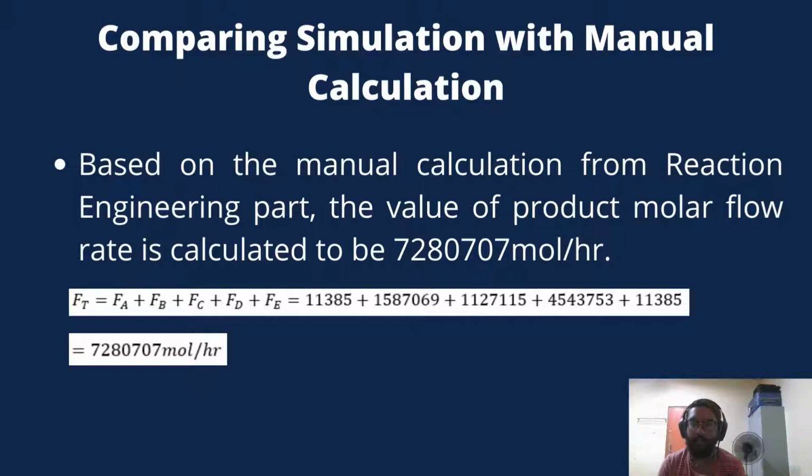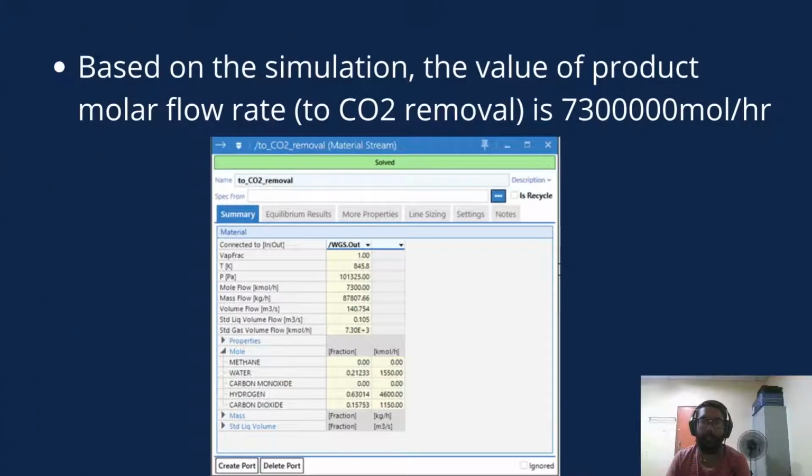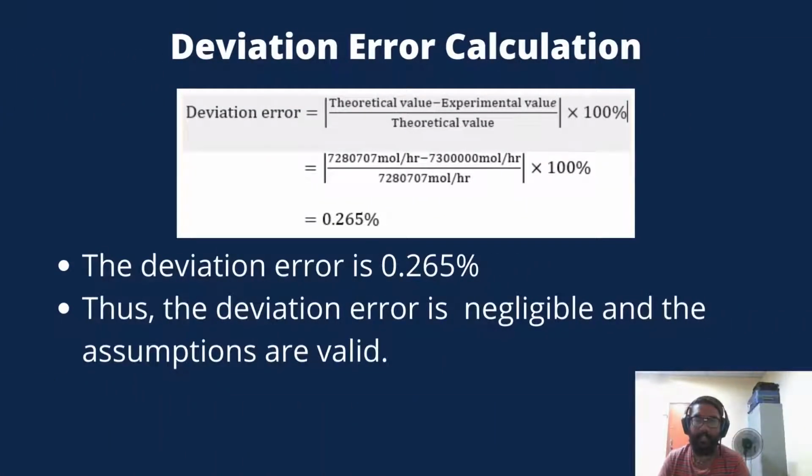Based on the manual calculation from the reaction engineering part, the value of product molar flow rate is calculated to be 7,280,707 mole per hour. Based on the simulation, the value of product molar flow rate is 7,300,000 mole per hour. Deviation error is calculated using theoretical values and experimental values. Based on the calculation, the deviation error is 0.265. Thus, the deviation error is considered negligible and the assumptions are valid.